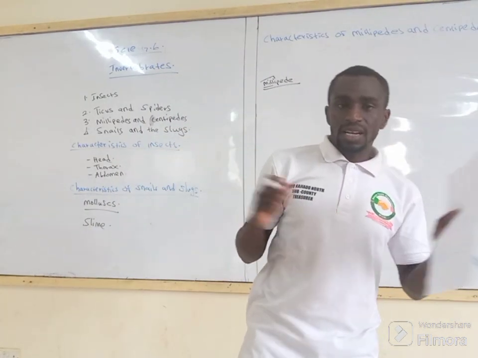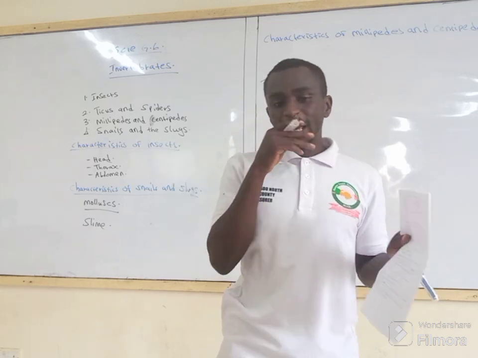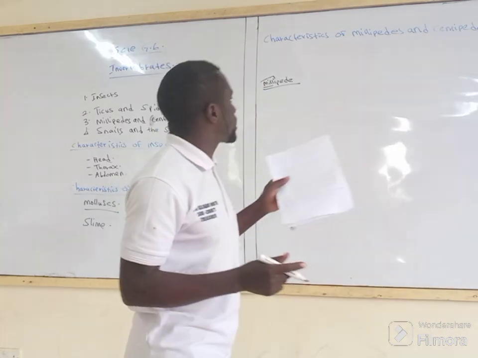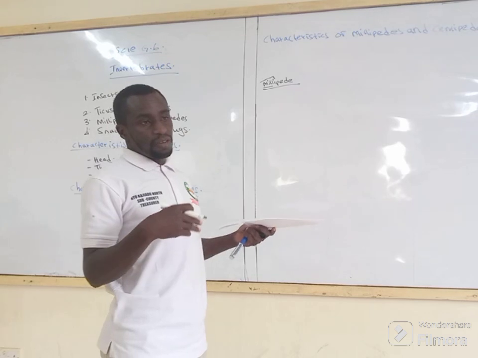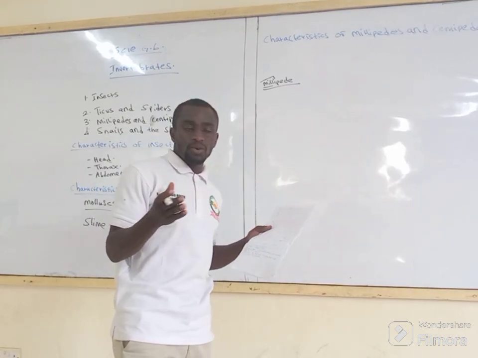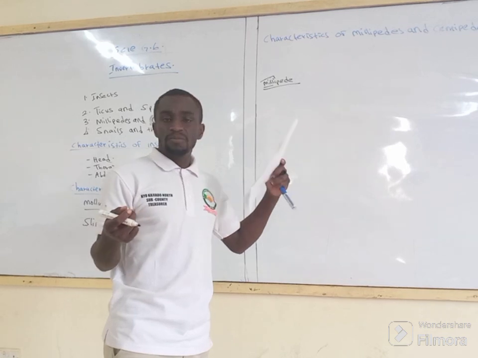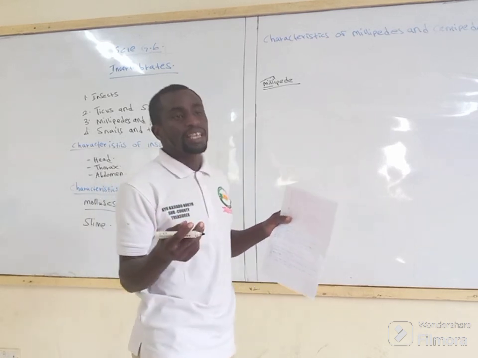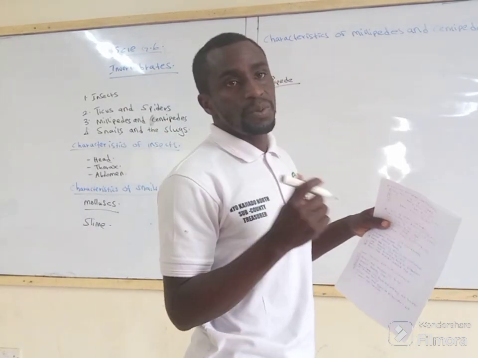So between the millipedes and the centipedes, millipedes normally have many legs. The legs of the millipedes are more than those of the centipedes. So the milli can help you to differentiate between the centipede and the millipede. So milli, assume they have millions of legs. No, I'm not saying they have millions, but the legs are more than those on the centipedes.